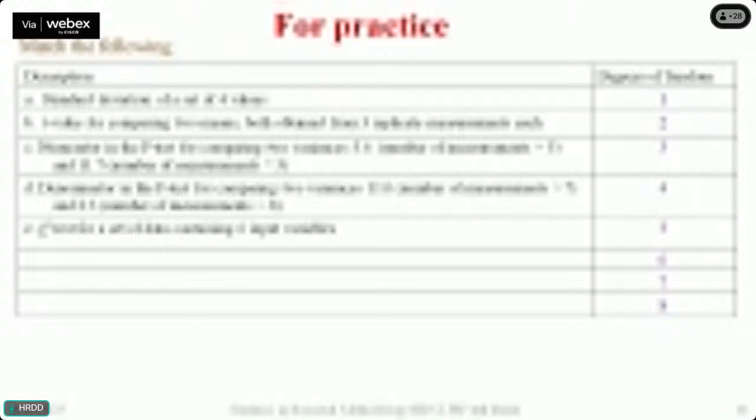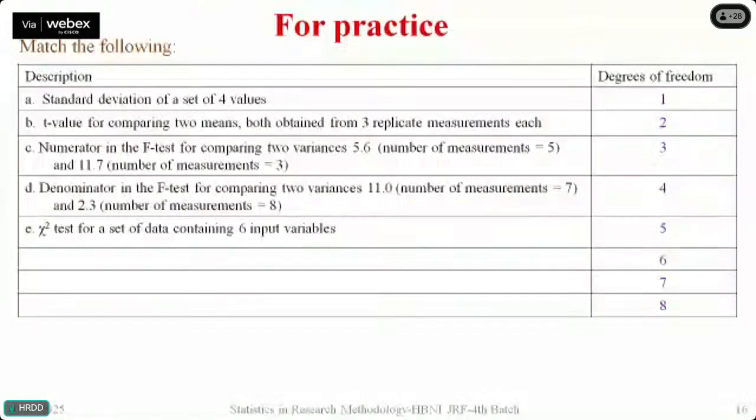Otherwise, n1 plus n2 minus 2. Whatever be the number of measurements you are taking, sum them up and subtract the number of input parameters: 3 plus 3 minus 2. Otherwise, 3 minus 1 plus 3 minus 1. Both will land up in 4.